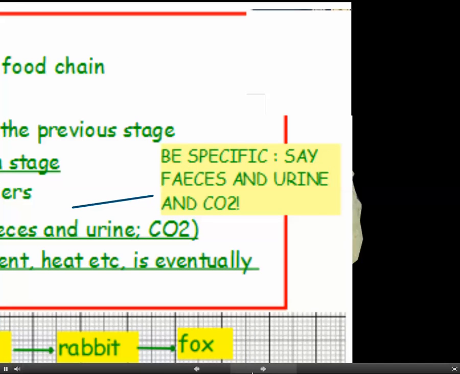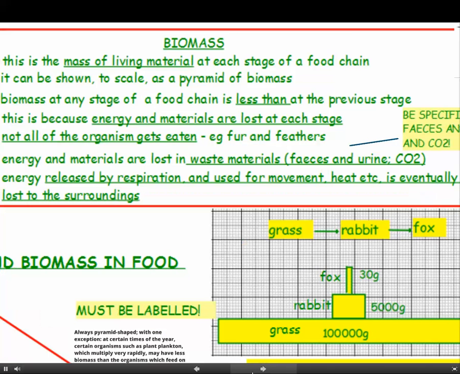And in the exam, be specific when you're talking about biomass. Energy and materials are lost at each stage of a food chain. They're lost as waste materials. Be specific. Say they're lost as feces and urine and as CO2. And if the question's about energy, then energy is released by respiration, not used by respiration. It's released by respiration. And it's used for movement, heat, muscle contraction, whatever. And then it's eventually lost to the surroundings.